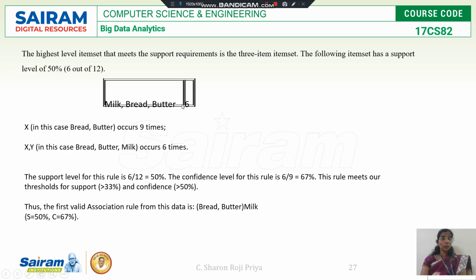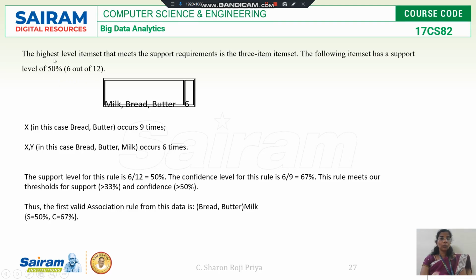Now what is the support? Do you remember what is support? All 3 items together is known as support. So now I have 3 items. What is the frequency of all these 3 items? 6. Now how to calculate the support? 6 divided by 12, that is 50%, that is your support.